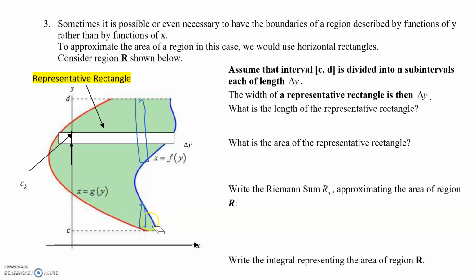So what is much more convenient to do is, rather than have these rectangles be vertical, let's just have them be horizontal. And instead of taking top function minus bottom function, we're going to take rightmost function minus leftmost function. And at least for this region here, we can see that for this entire interval, as we go vertically now, not horizontally, the blue function is to the right of the red function over that entire interval. So it is much easier to integrate with respect to y here instead of with respect to x.